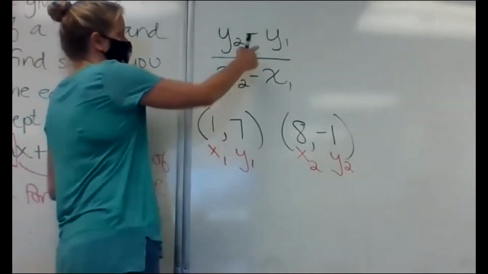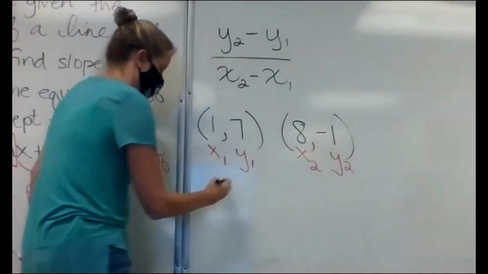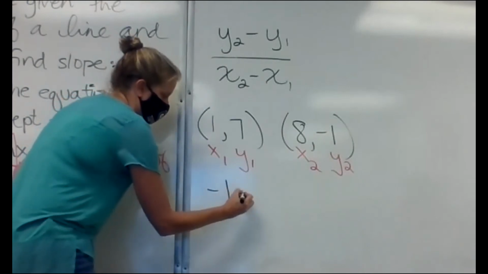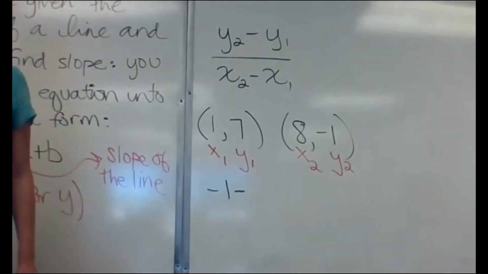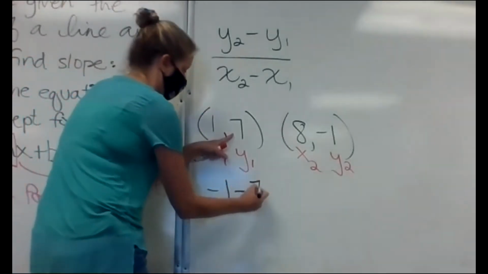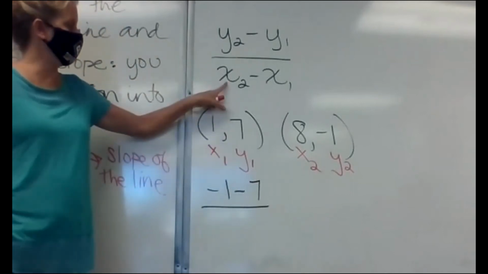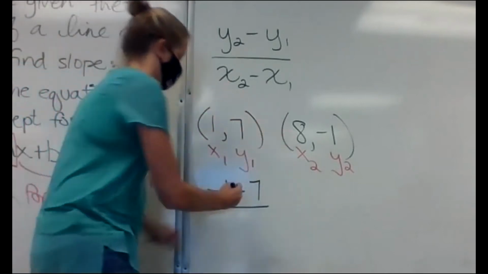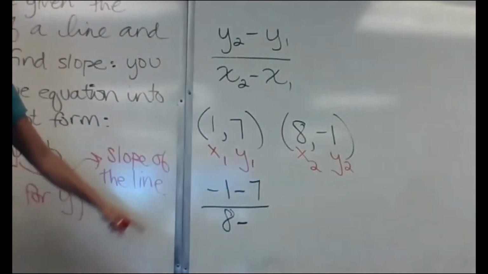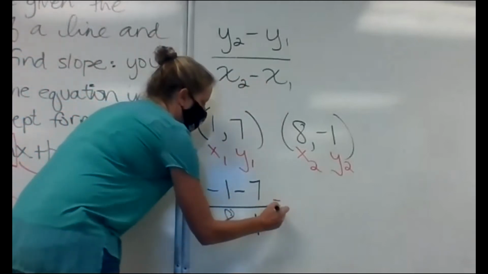Up top, I need my y2. So my y2 is -1. What do I go ahead and put in before I look at anything else? Minus. What's y1? 7. The bottom, x2 is 8 minus my x1, which is 1.